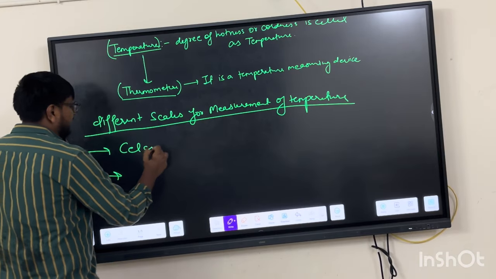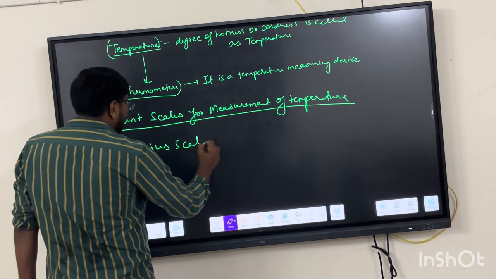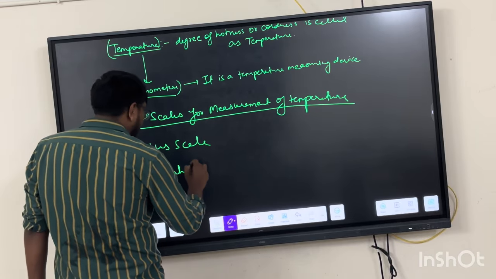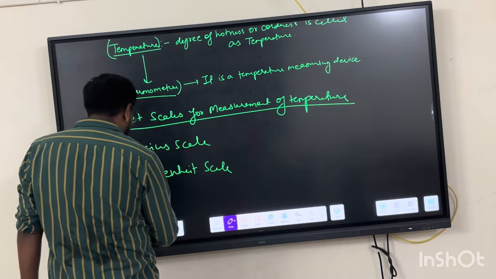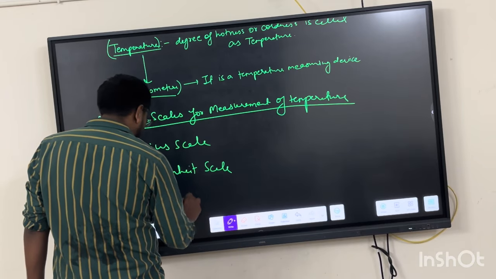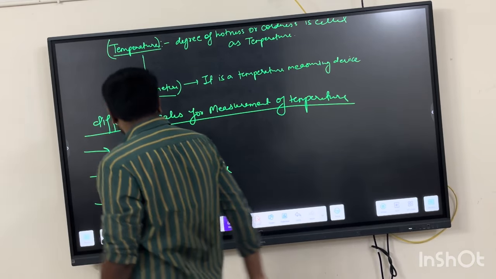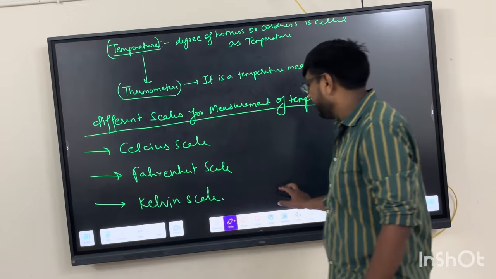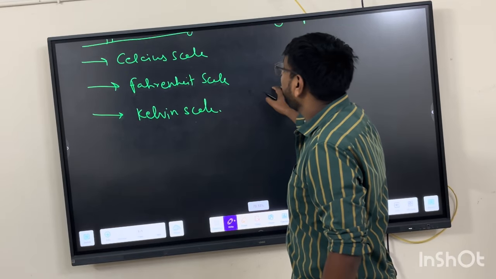One is the Celsius scale, another one is the Fahrenheit scale, and the next one is the Kelvin scale. So three scales are there, class. Now, what is the Celsius scale basically?